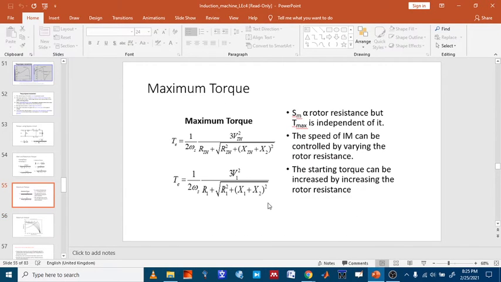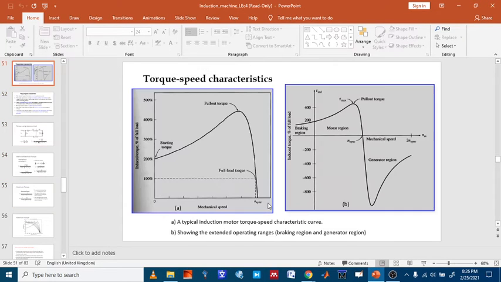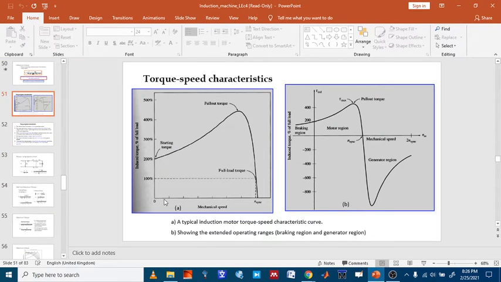Maximum torque. From here, look at this. This is the load torque. From here, full load torque is this. At starting, the induction machine requires a very high torque. Starting torque is very high. It is most of the time twice the full load torque.